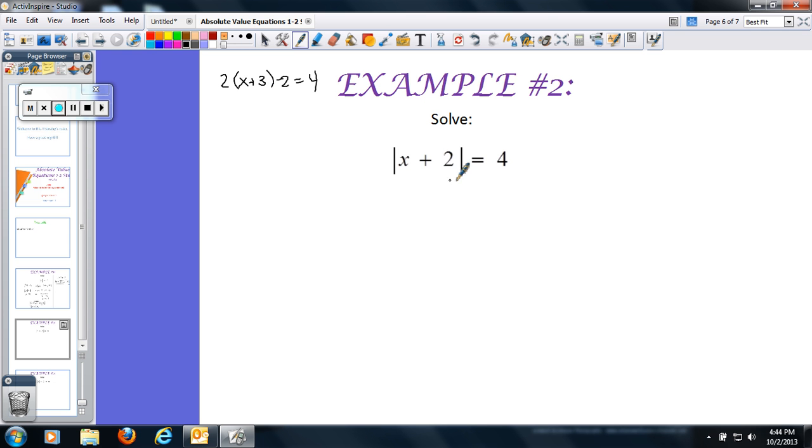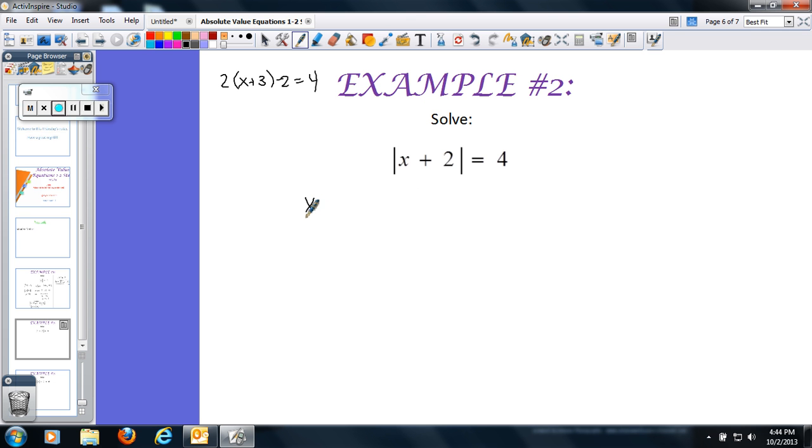So it's the same idea here. I need to make sure, is there anything outside the absolute values, because if there is, I have to get the absolute values by themselves before I can make two equations. So you cannot make two equations unless the absolute value is by itself. That is when I'm going to get rid of the absolute value signs.